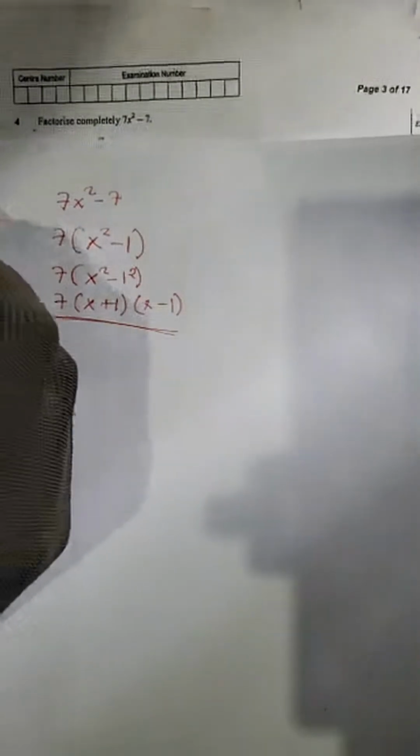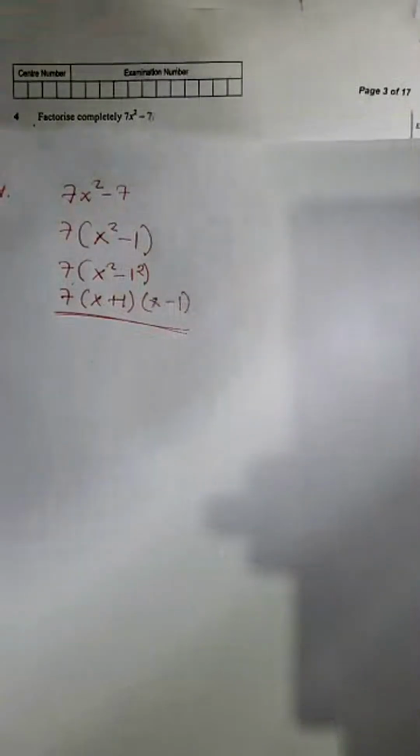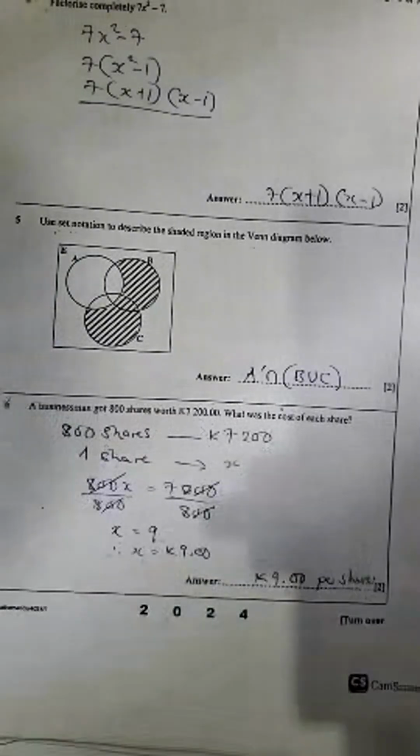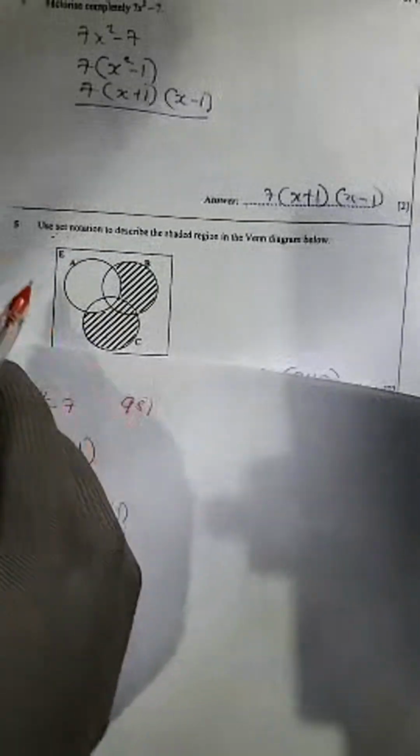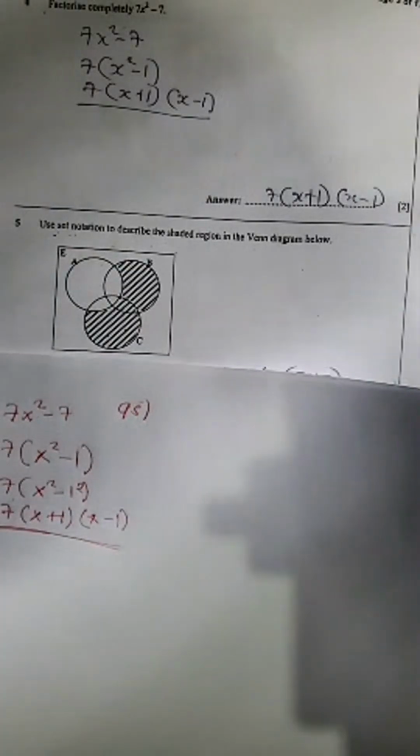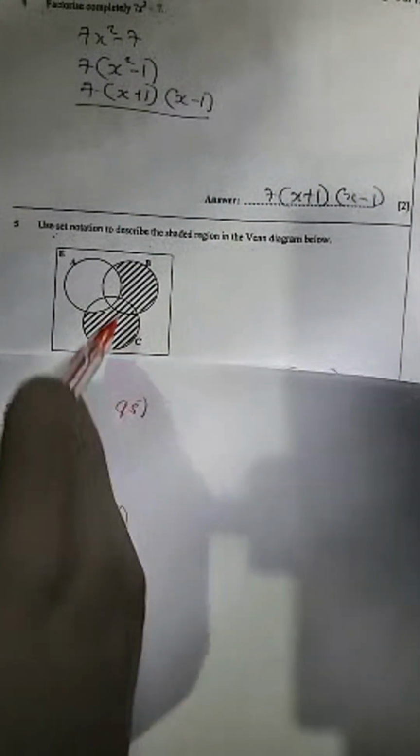Okay, so we are solving this 2024 paper. This was question 4. So let's go to the next question. This is under sets, and you are asked to use set notation to describe the shaded region in the Venn diagram. Answering this one is very simple. What we're going to do is, number 1, look at the set that is completely unshaded. Now, the set that is completely unshaded is set A.